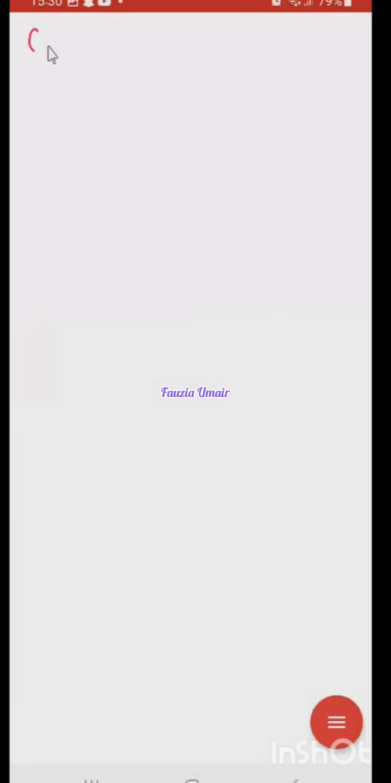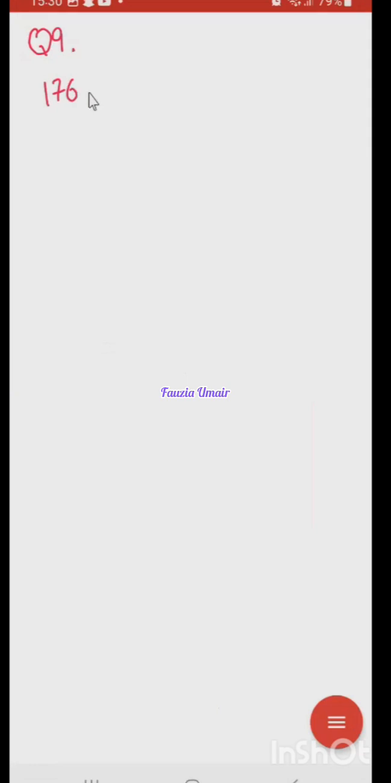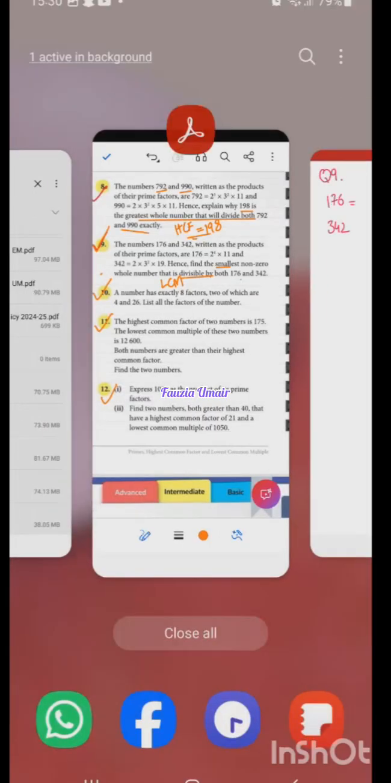So in question number 9, the two numbers, and their prime factorization is also given, 176 and 342. These two numbers are given to us. We need to find out the LCM. So let's look at their prime factorization. The number will be bigger, so we also have to multiply.